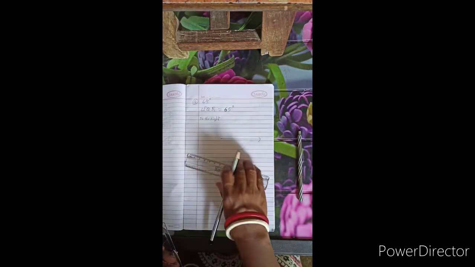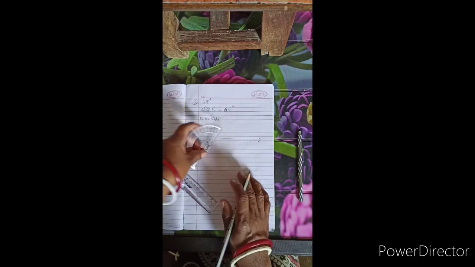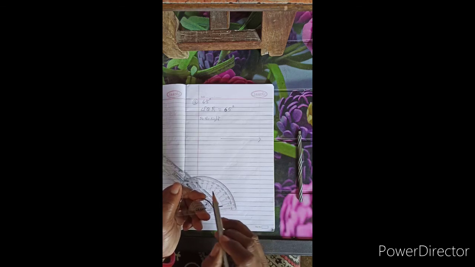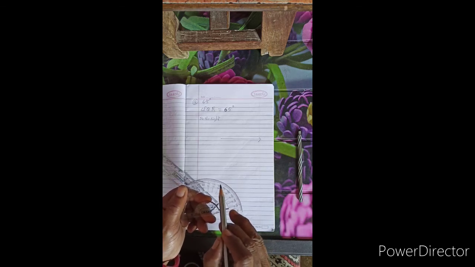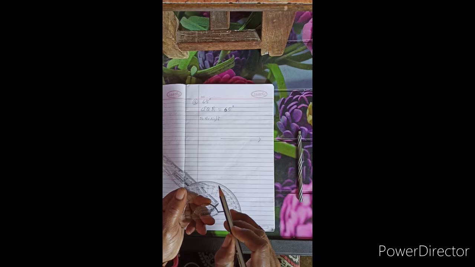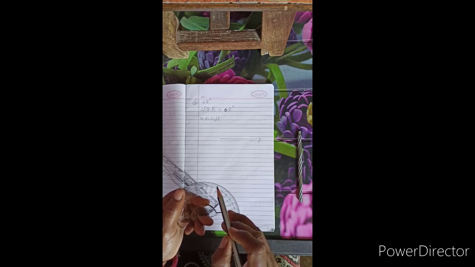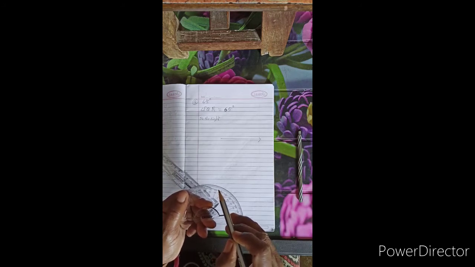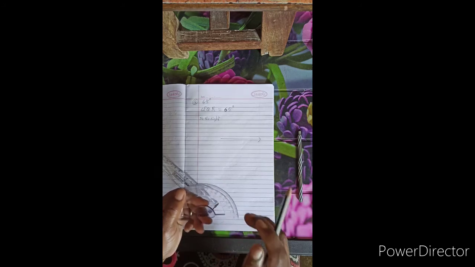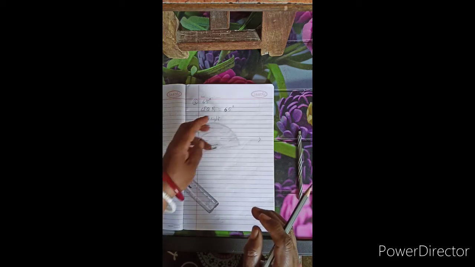Now take the protractor. It is 65 degree. You can see here, this is 60, this is 70, and between these you have got small lines. The first small line is 61 degree, 62, 63, 64, 65. The 65 degree line is a little longer between these two long lines. And then you have 66, 67, 68, 69, 70 in this way. So you have to draw a 65 degree angle.